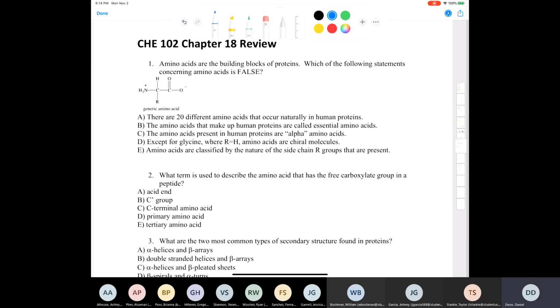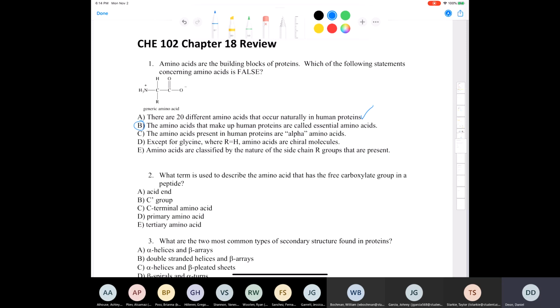Amino acids are the building blocks of proteins. Which of the following statements concerning amino acids is false? There are 20 different amino acids that occur naturally in human proteins. This is true. The amino acids that make up human proteins are called essential amino acids. That is, in fact, untrue. That is false.